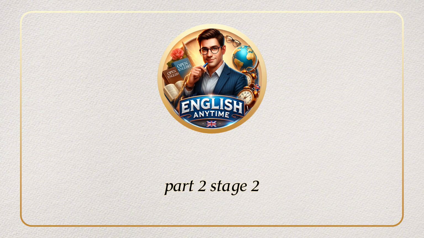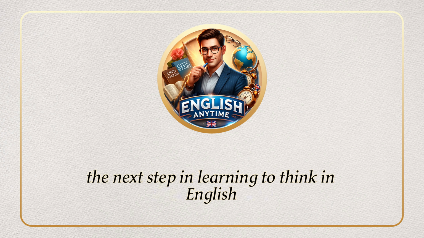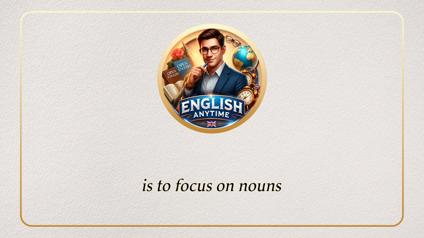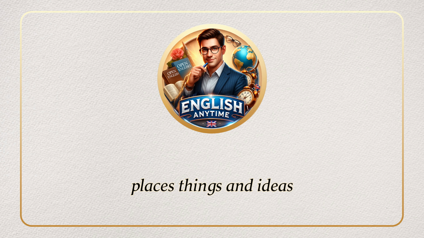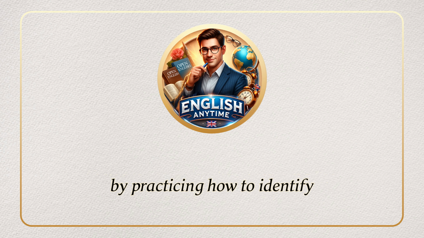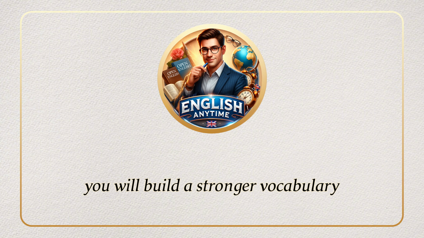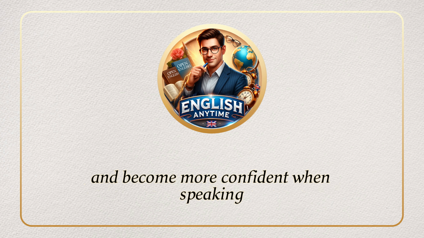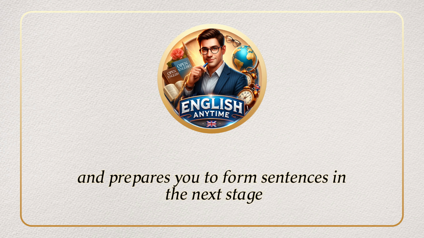Part 2. Stage 2. Think in nouns. After practicing thinking in verbs, the next step in learning to think in English is to focus on nouns. Nouns are the words that name people, places, things, and ideas. They are essential for describing the world around you. By practicing how to identify and think about nouns in English, you will build a stronger vocabulary and become more confident when speaking. This stage helps you add more details to your thoughts and prepares you to form sentences in the next stage.